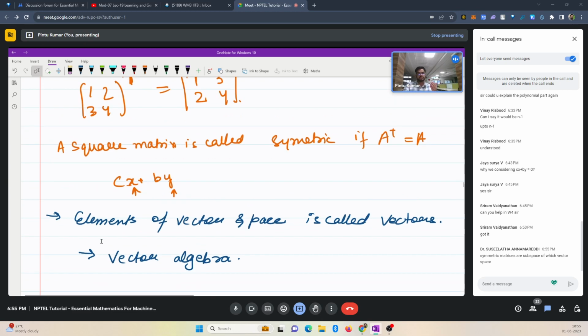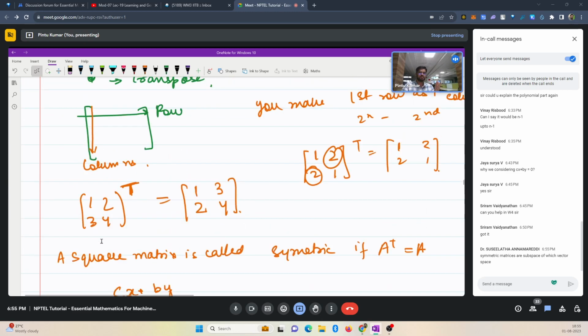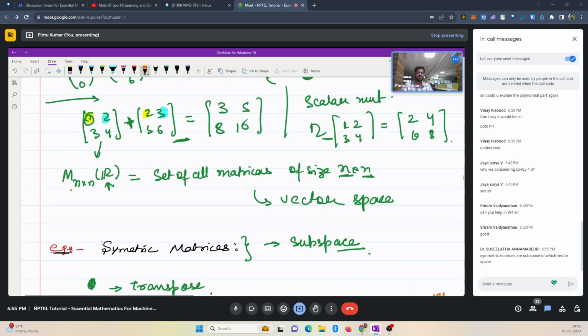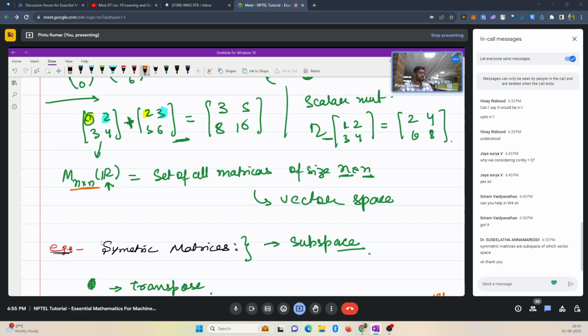So symmetric matrices are a subspace of this M n cross n R that I defined, which is the vector space of all matrices of size n cross n. So it is a subspace of this particular set of matrices.